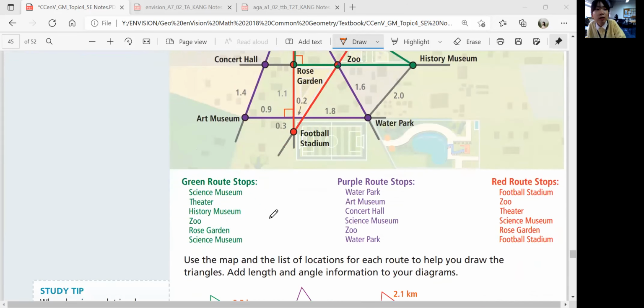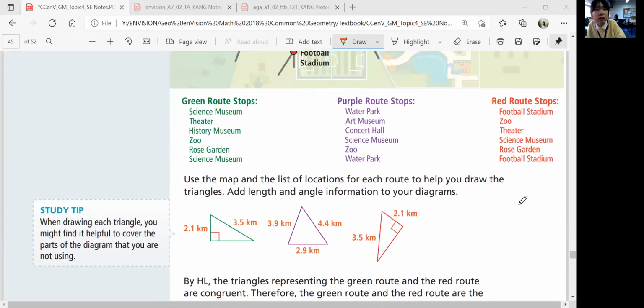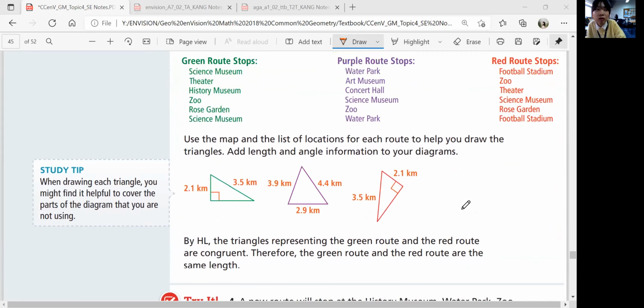Okay, we got bus stops for the different routes. You can use a map and the list of locations for each route to help you draw the triangles. You can add the length and angle information to your diagrams. And you can notice that by HL, the triangles representing the green route and the red route are congruent because they're right triangles and they have 2 same sides. Therefore, the green route and the red route are the same length. So even without calculating all the distances, you can figure out that the 2 triangles are congruent, and then you can say the routes are going to be the same.